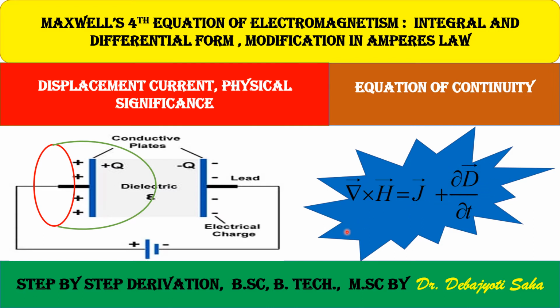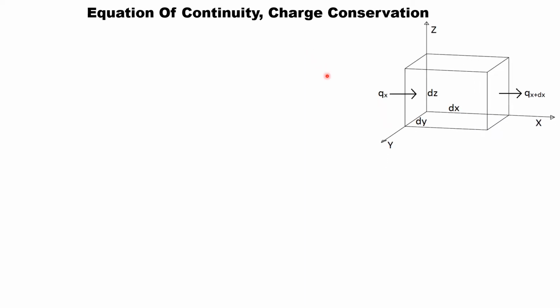So first, it is the equation of continuity. What does it mean? It is actually the physical meaning of conservation of charge. So how do we derive this? Let's take a cube with volume along the x, y and z directions. Charge is flowing in the x direction. We have shown it in the x direction. Some amount is going out, and some amount is going in.